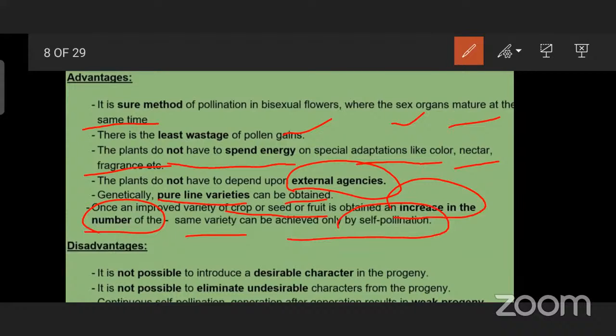And what are the disadvantages? See here, it is not possible to introduce desirable characters in the progeny, and it is not possible to eliminate undesirable characters from the progeny.